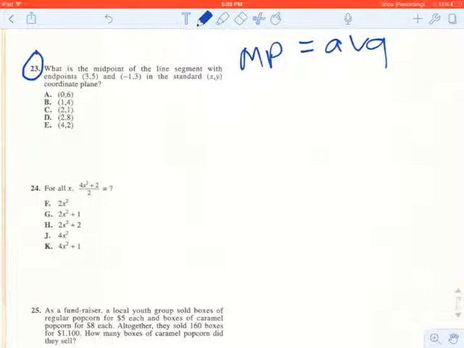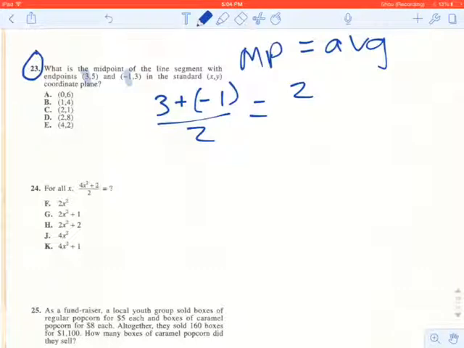of each. So in this case, we have one endpoint with an x value of 3 and one endpoint with an x value of negative 1. So we take the average of that. So 3 plus negative 1 all over 2 gives us really 3 minus 1 over 2. And 3 minus 1 is 2. So 2 over 2, which equals 1. So our x value of our midpoint will be 1.